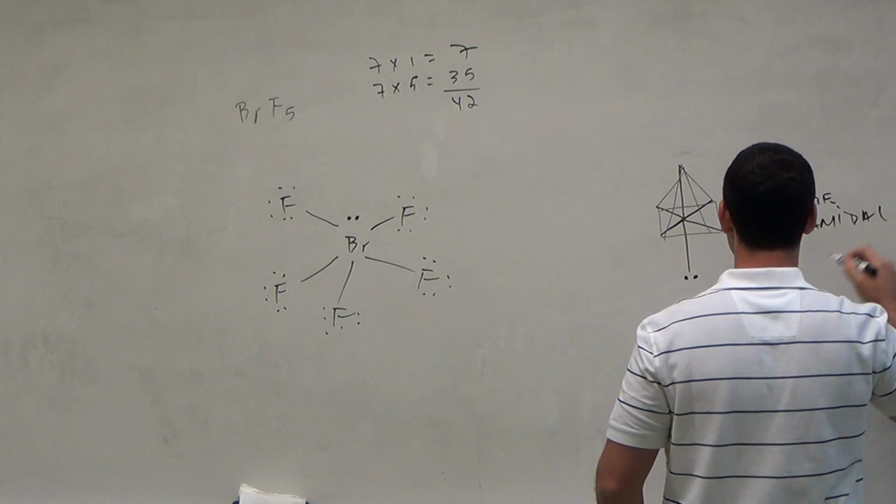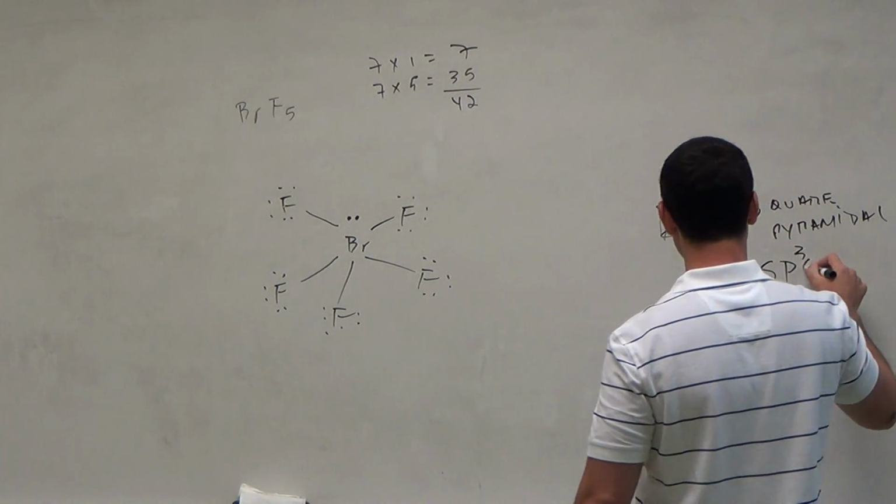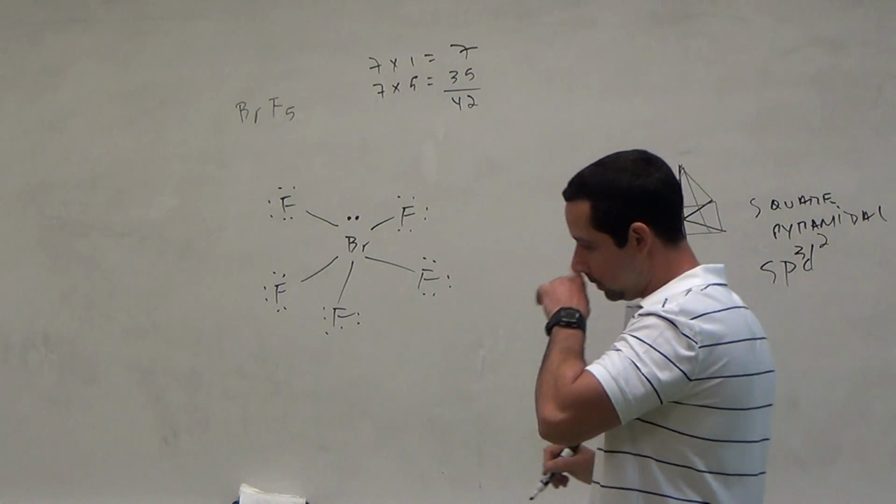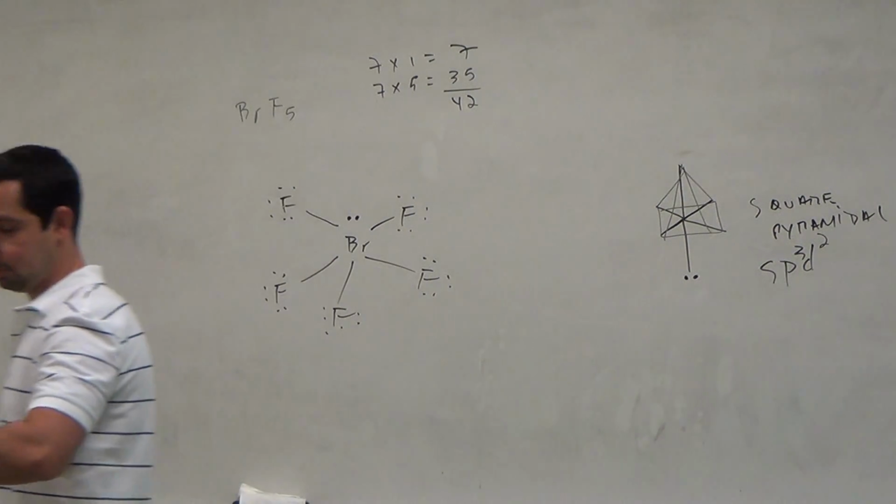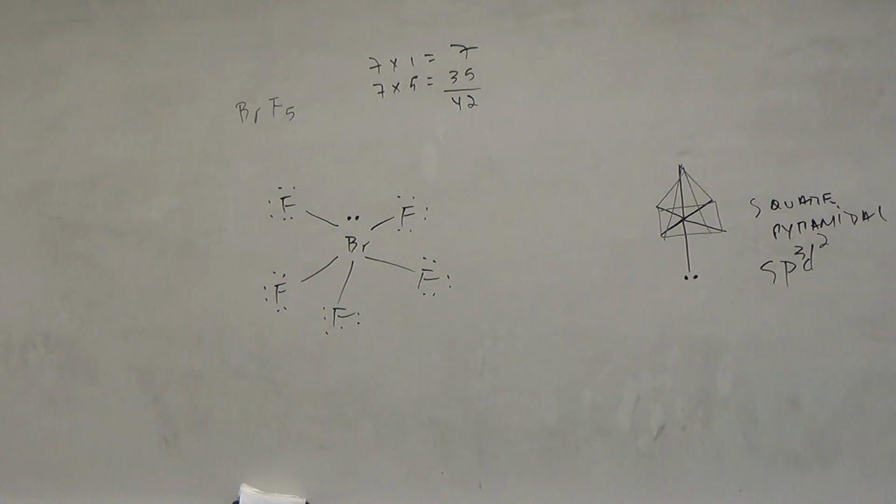Square pyramidal. Hybridization is sp3d2. Next one is XeF4. I have a question.